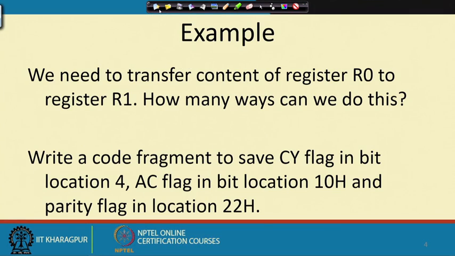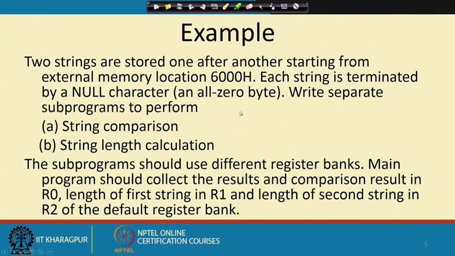Next, we will look into another program. So, this program is slightly complex. Here it is a string manipulation program, and there are two strings stored one after another starting from external memory location 6000 hex, and each string is terminated by a null character, that is a 0 byte. Then we have to write two separate subprograms for doing this thing.